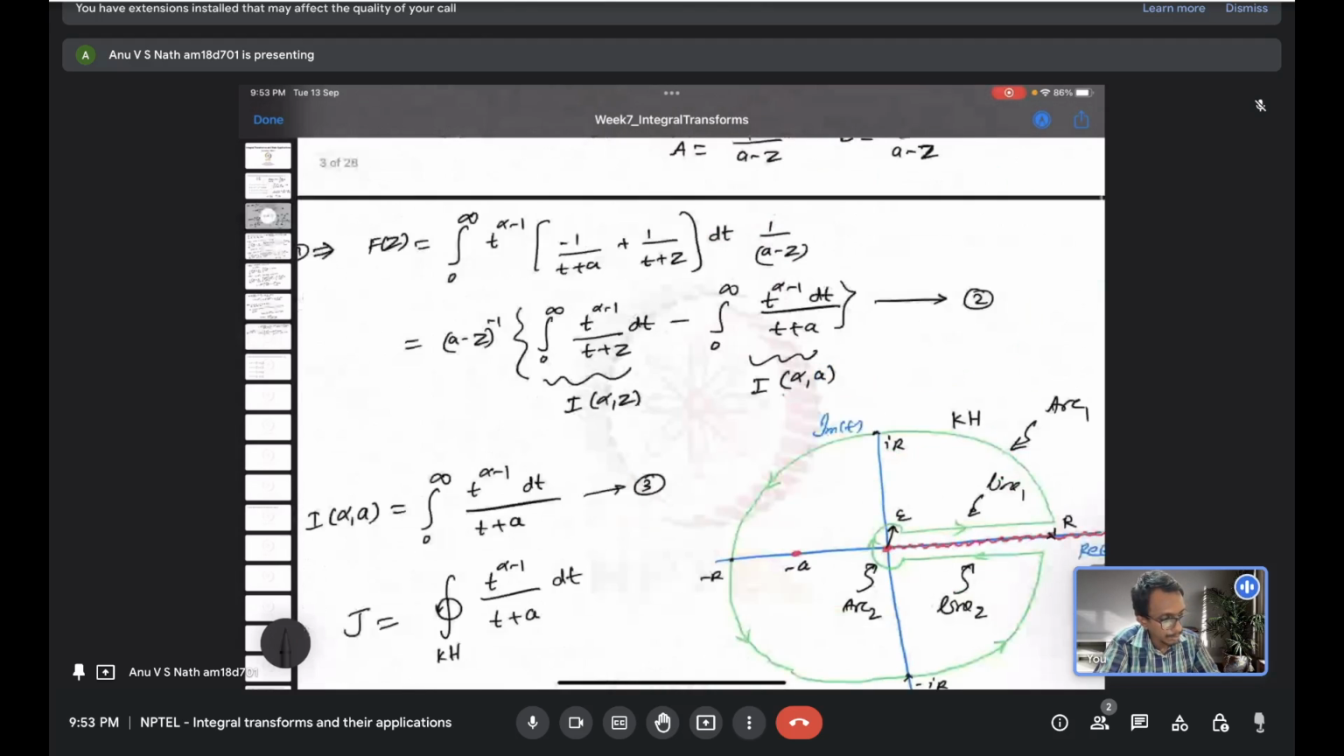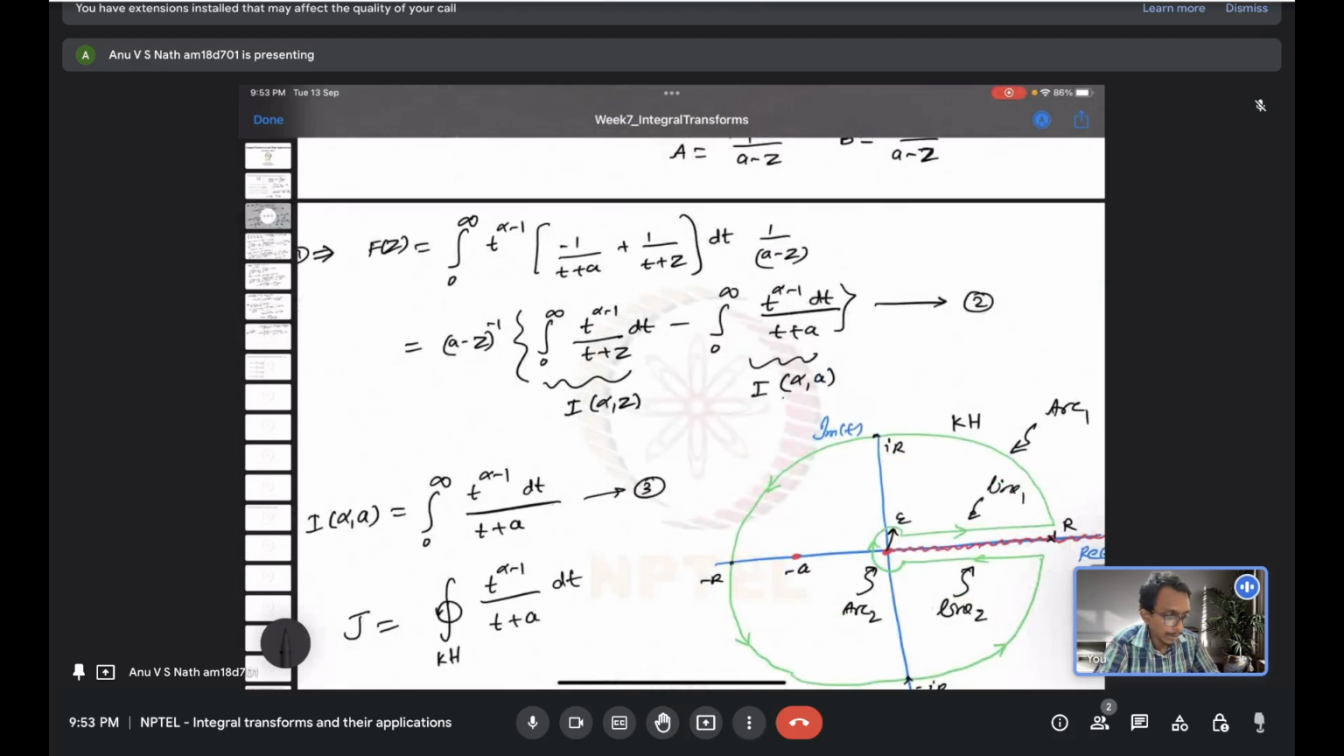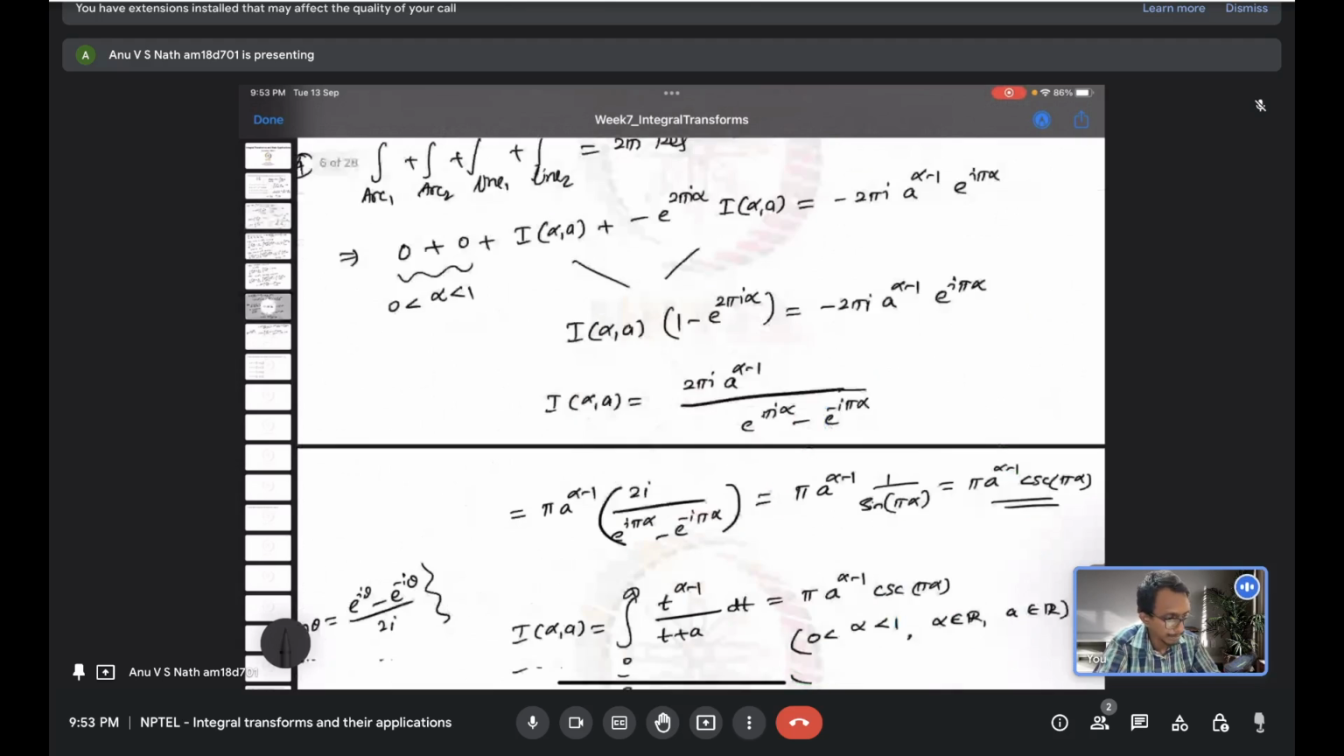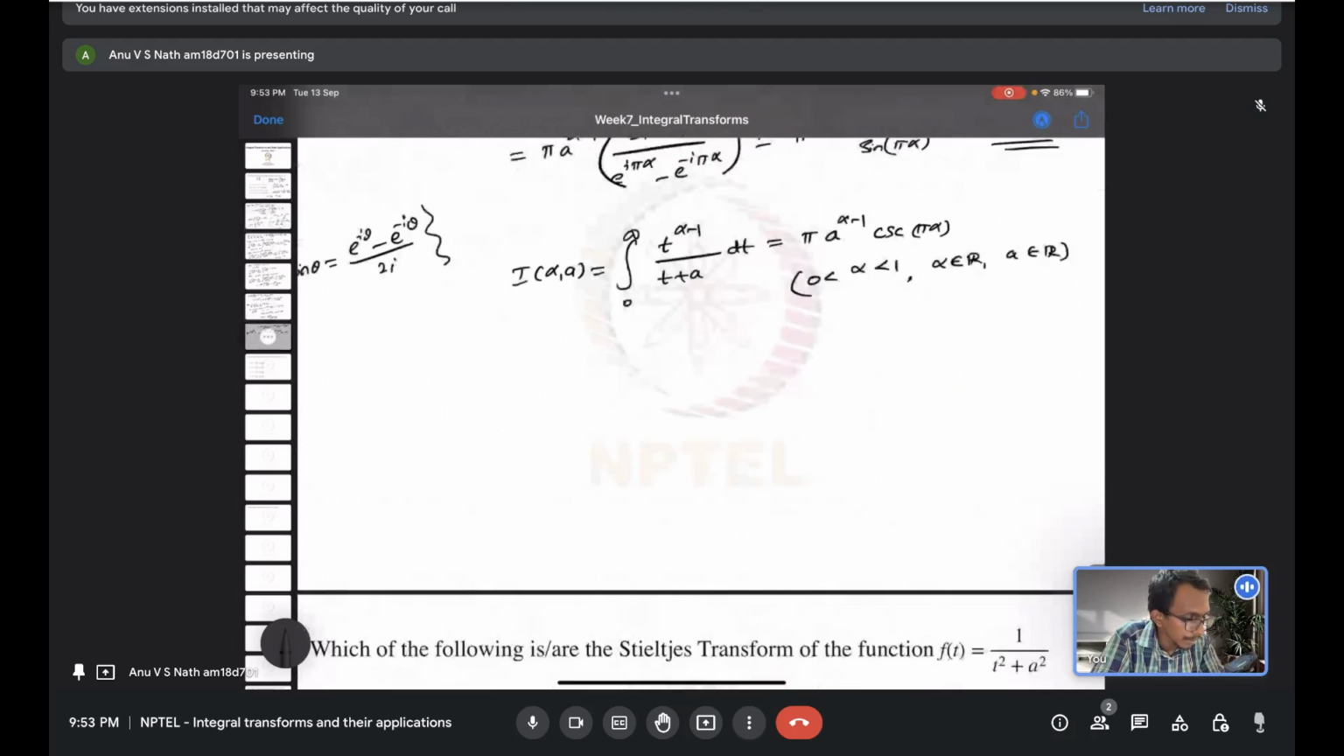But from expression 2 we need I of alpha comma z also, and we know they will be basically identical, just that a will be replaced with z. So I of alpha comma z is going to be pi z raised to alpha minus 1 cosec of pi alpha. Then from 2 we will find that the Stieltjes transform of the function is a minus z, the whole inverse.